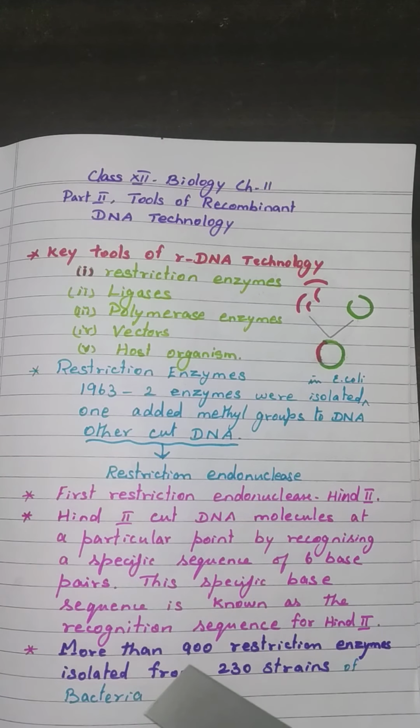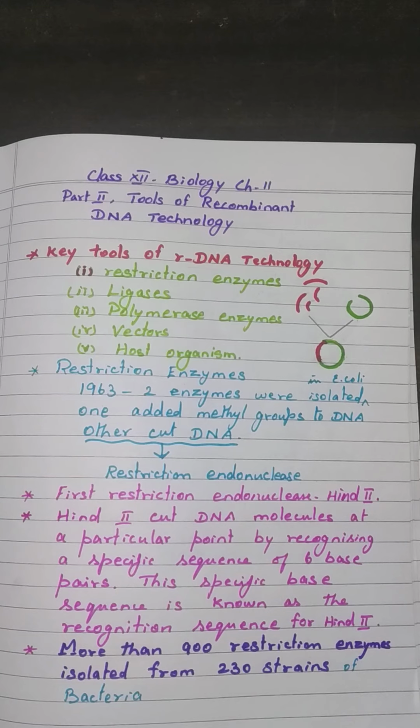Nowadays, more than 900 restriction enzymes have been isolated from 230 strains of bacteria. That means from one bacteria, many enzymes are isolated. From 230 strains, 900 restriction enzymes were isolated, because these restriction enzymes are isolated from bacteria only. Okay.